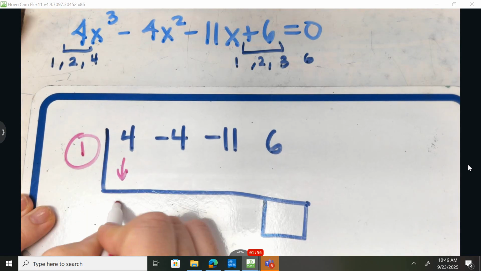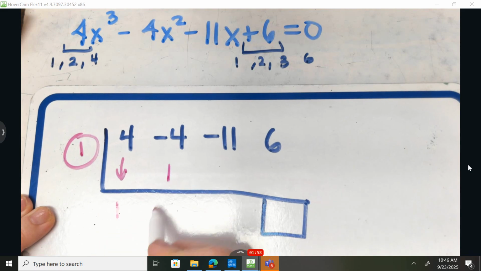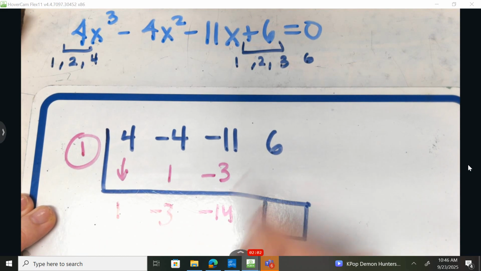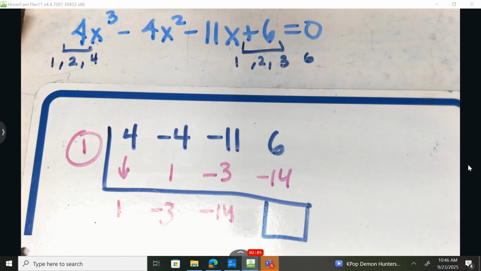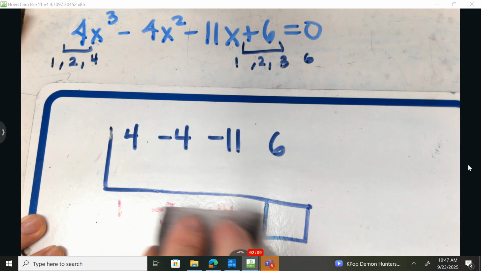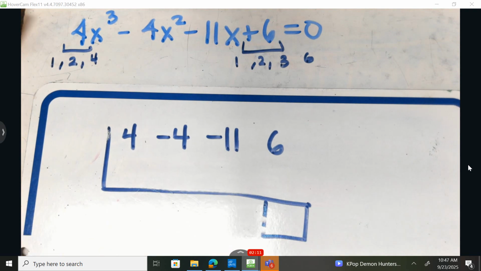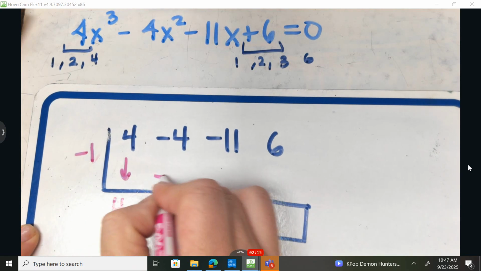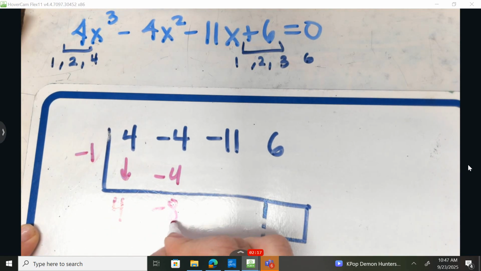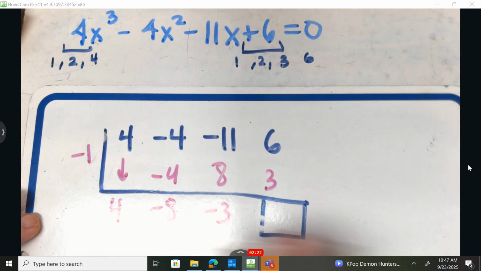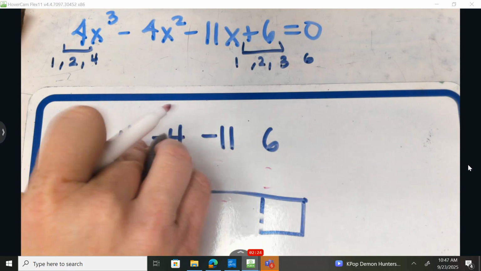Here we go. We drop down, so we multiply, and we add down. We multiply, and we add down. We multiply, and I don't even need to add because I know that's not 0. So I tested 1. 1 does not work. Okay, now I'm going to test -1. Drop down. Multiply, add down. Multiply, add down. Multiply, this does not equal 0. I tested -1. Unfortunately, it doesn't work.